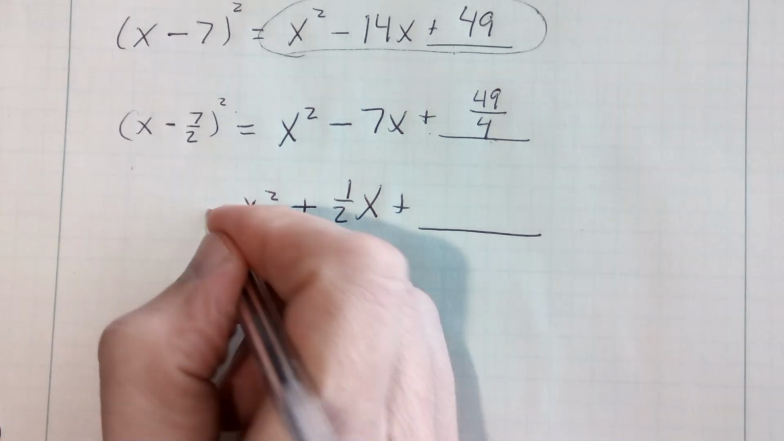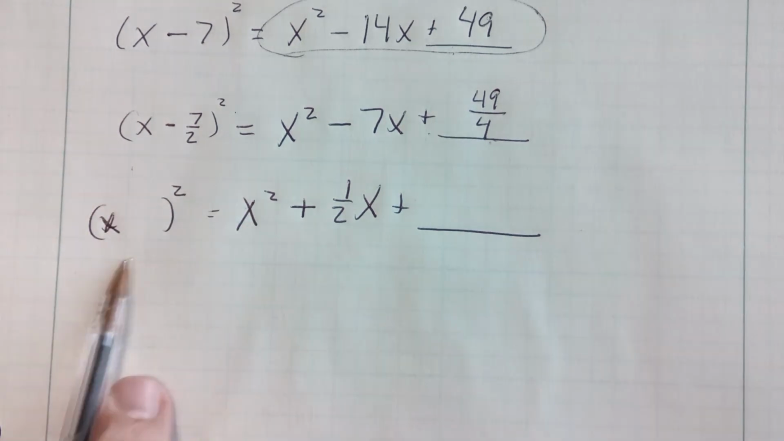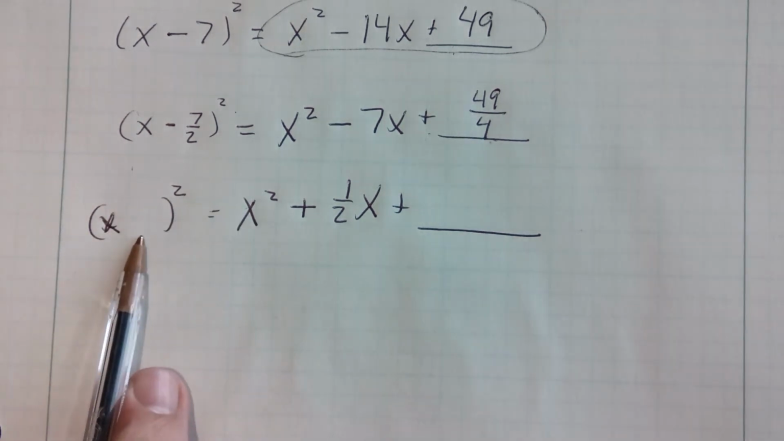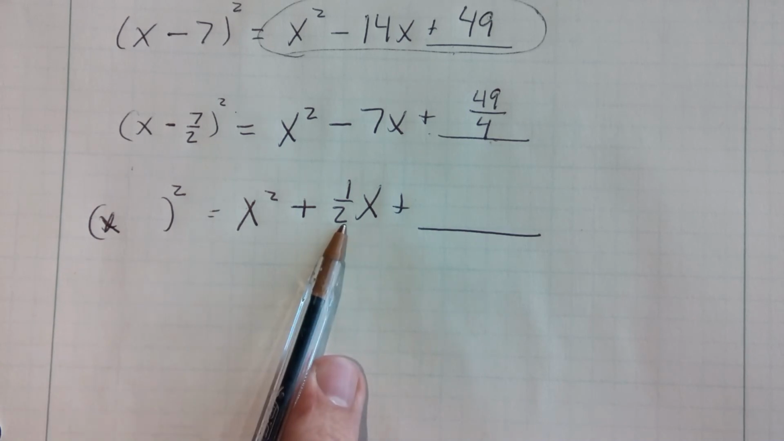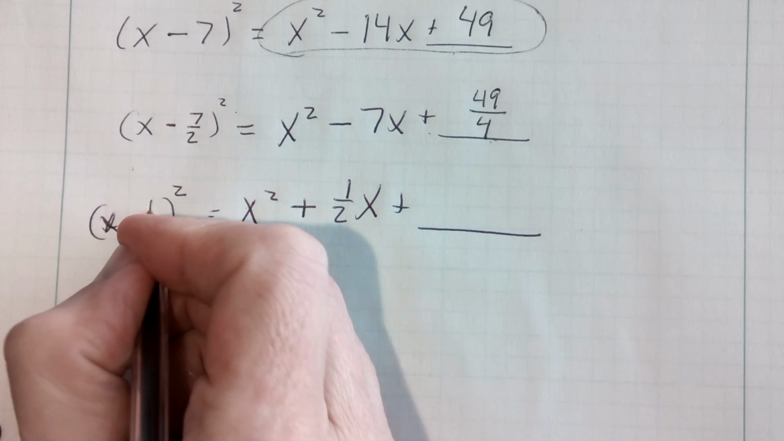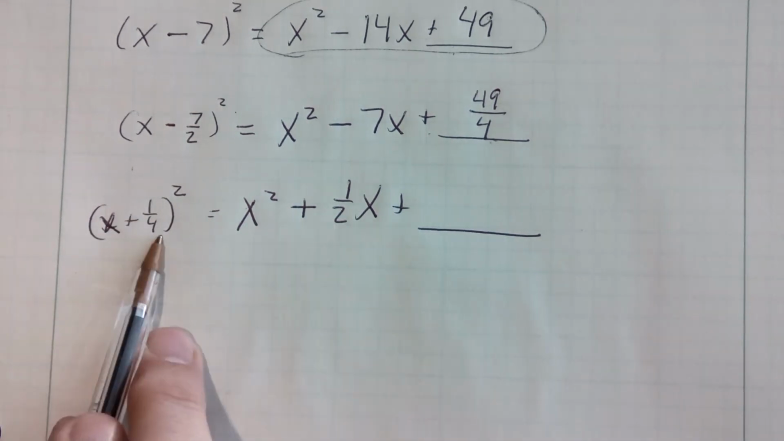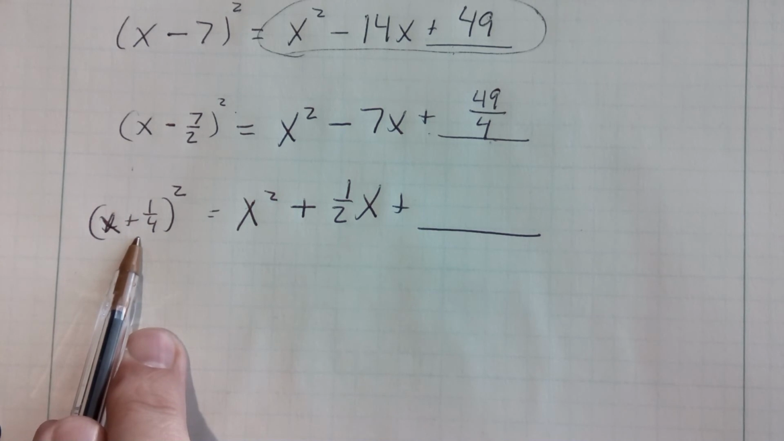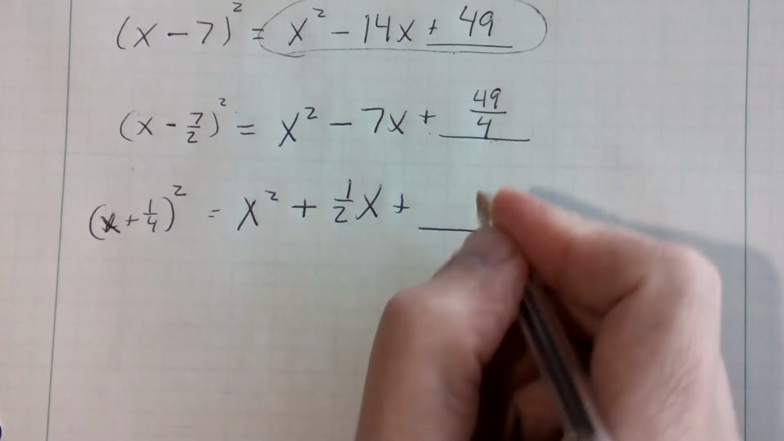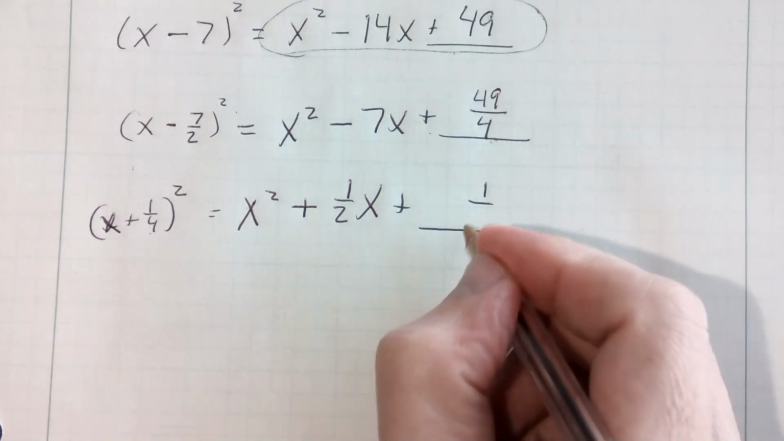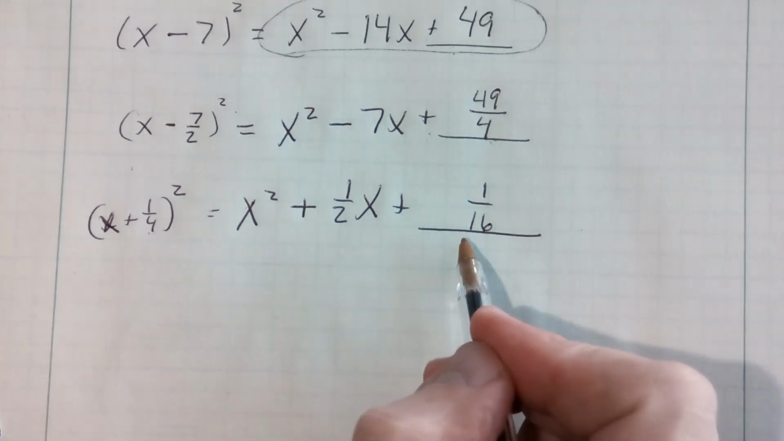Well, again, I'm going to write off to the left x plus something squared. And what number goes here that's half of 1/2? Well, what's half of 1/2? Half of 1/2 is 1/4. And it'll be positive because it was a positive 1/2. Half of positive 1/2 is 1/4. And then I square 1/4. 1 times 1 is 1. 4 times 4 is 16. And I get a 1/16 as that third term in my perfect square.